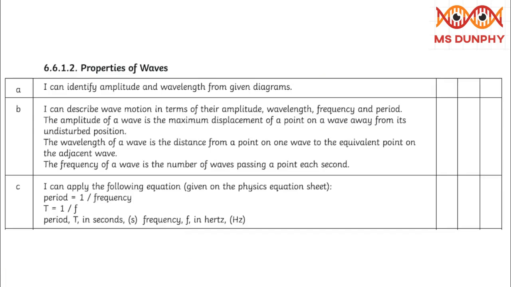So from this little video, you should be able to identify amplitude and wavelength. If I gave you a diagram, you should be able to label the diagram. You should be able to describe wave motion in terms of amplitude, wavelength, frequency, and period. The amplitude of the wave is the maximum displacement. The wavelength of a wave is the distance from one point to the same point on the next wave. And the frequency is the number of waves passing per second. And you should be able to use the equation 1 divided by frequency to work out the period in seconds of the cycle of a wave.